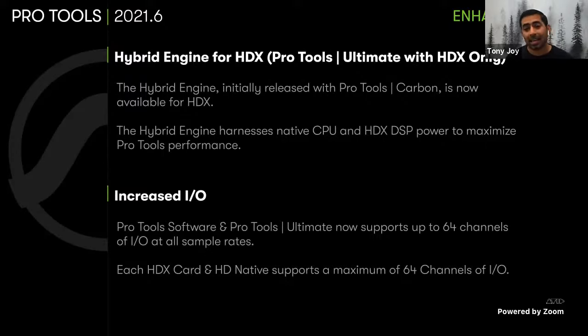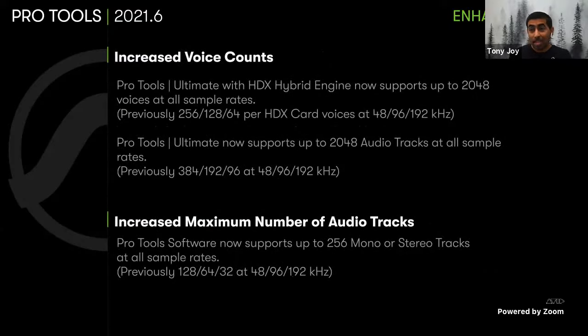As it goes without saying, each HDX card and HD Native supports a maximum of 64 channels of I/O. As I just mentioned, we increase the voice counts with the HDX hybrid engine. Within the HDX hybrid engine workflow, you get up to 2048 voices at all sample rates. This was not the case before due to technical limitations, but thanks to advancements in technology and the hybrid engine, you can have up to 2048 voices at all sample rates.